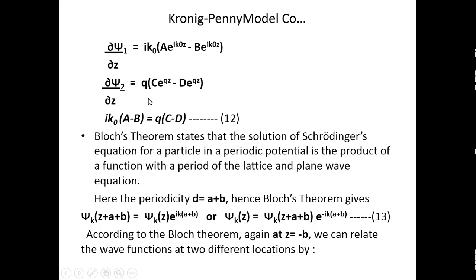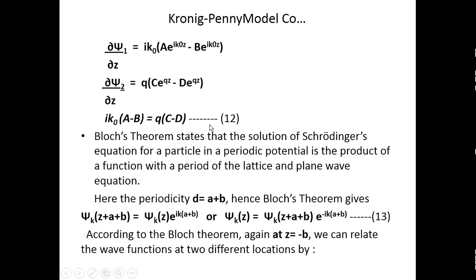So here, d xi1 by dz is ik0 [A e^(ik0 z) minus B e^(-ik0 z)]. Similarly, d xi2 by dz is q into [C e^(qz) minus D e^(-qz)]. And in this particular case, you can see ik0 (a minus b) is equal to q into (c minus d). So this is considered equation number 12.